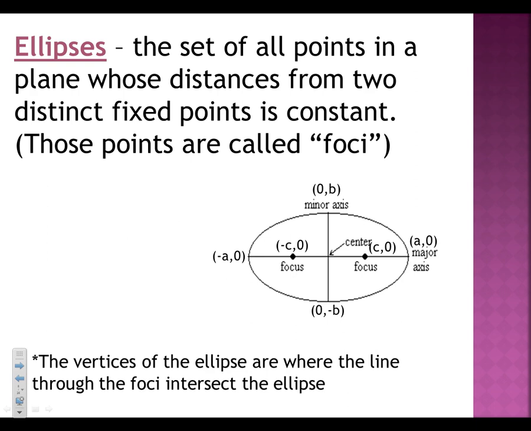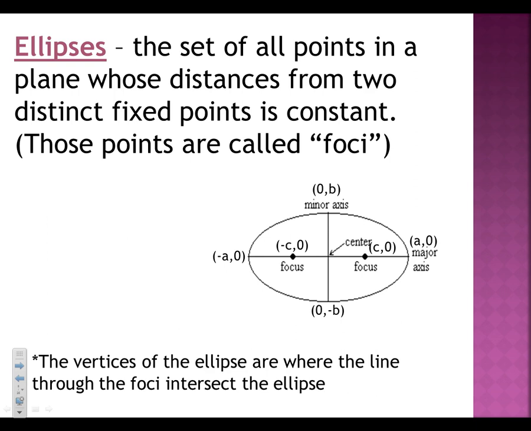All right, one of our other shapes is ellipses. Ellipses are the set of all points in a plane whose distances from two distinct fixed points is constant. Now, the diagram in the book kind of does this.